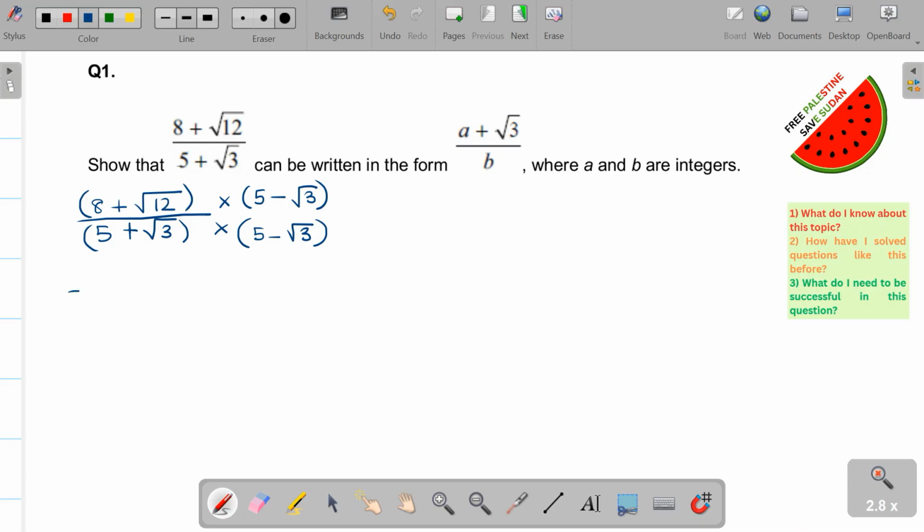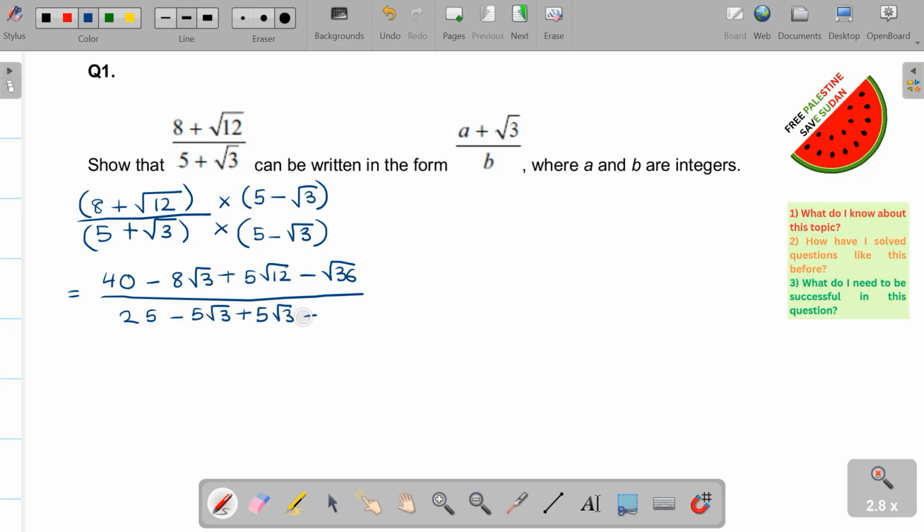So I'm going to expand this. 8 times 5 gives me 40. 8 times minus root 3 is minus 8 root 3. 5 times root 12 is 5 root 12. And root 12 times minus root 3 is minus root 36. All of it divided by 5 times 5, which is 25. 5 times minus root 3 is minus 5 root 3. Root 3 times 5 is plus 5 root 3. And then finally, root 3 times minus root 3 is minus root 9.